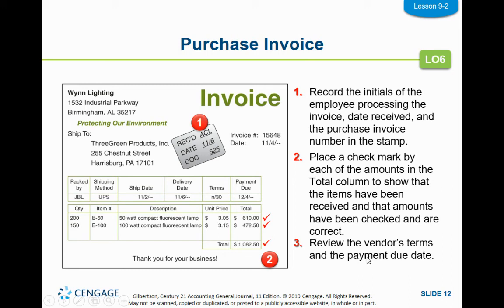And then you review the terms and the date due. So on this particular one, our terms are net 30, which basically just says that the total of this invoice is due in 30 days and that payment is due on December 4th. Because this was on the 6th of November. So 30 days after November 6th is December 4th. So net 30.